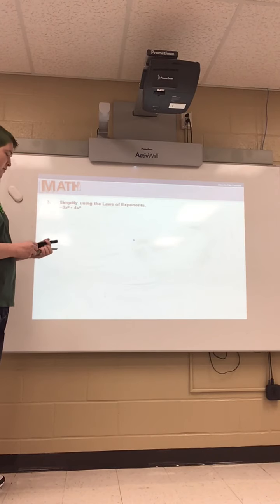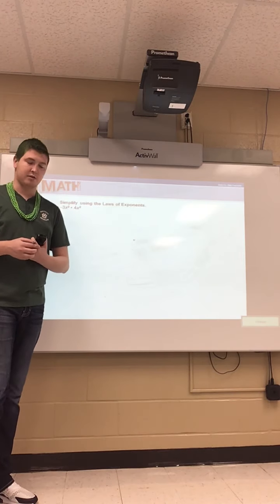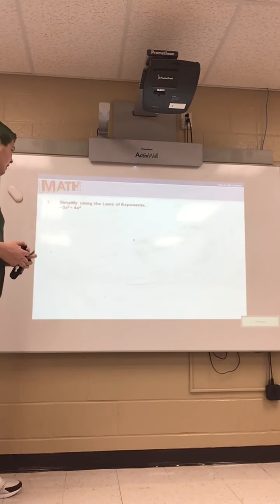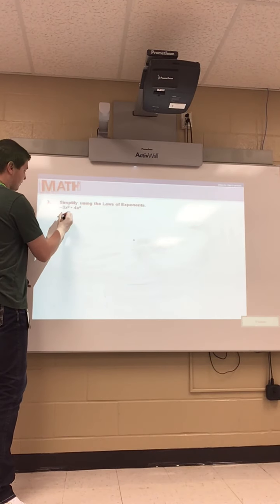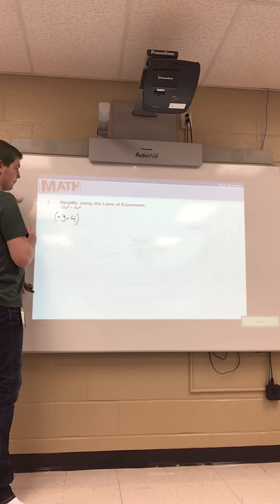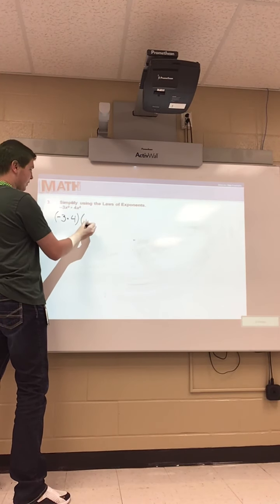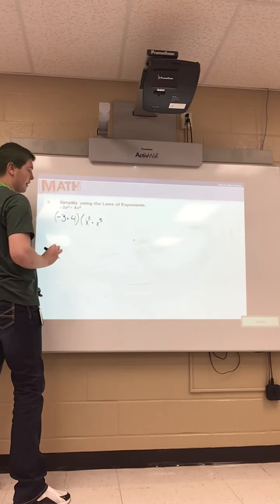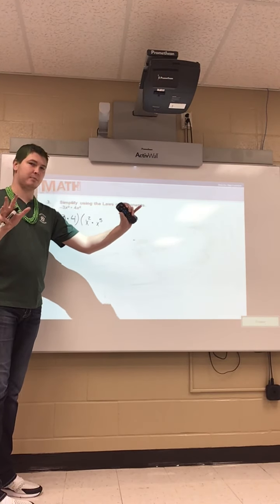Okay, now we have numbers in front of it. Just because there's numbers in front of it, you do the same thing. So separate them. So we have -3 times 4, and then we have x squared times x to the 5th. I just separated them out: the whole numbers and the variables with exponents.